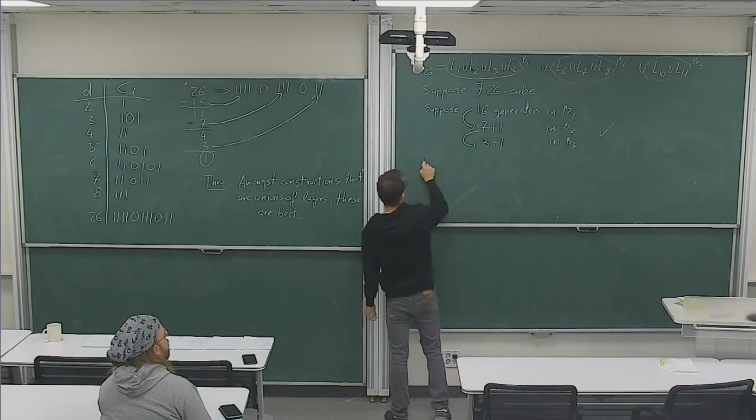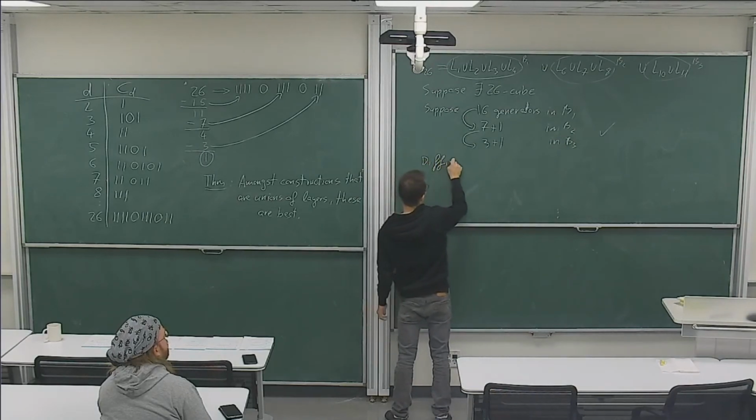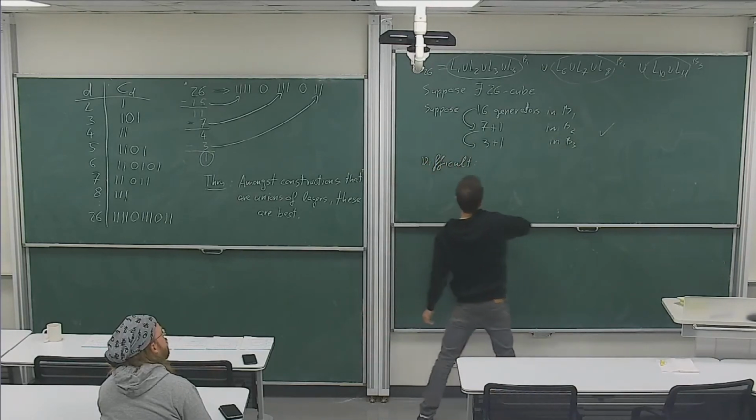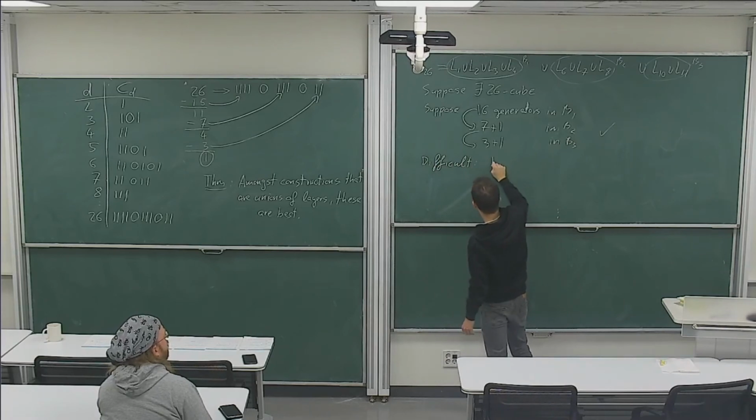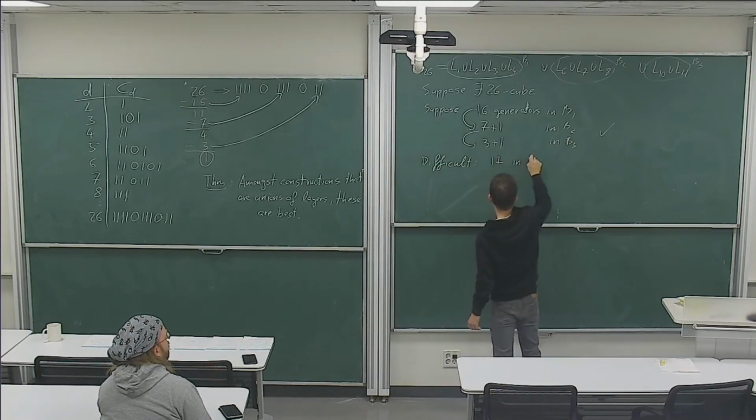The difficult part is if they tell us that now we have 17 generators in B1, let's say 6 in B2, and 3 in B3.